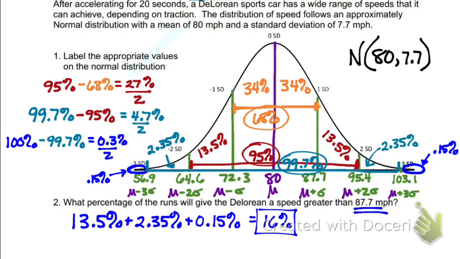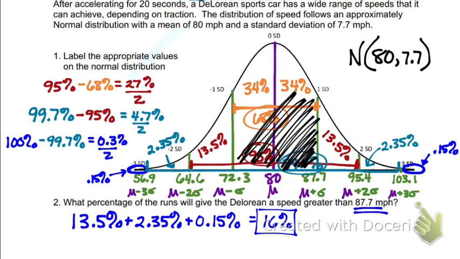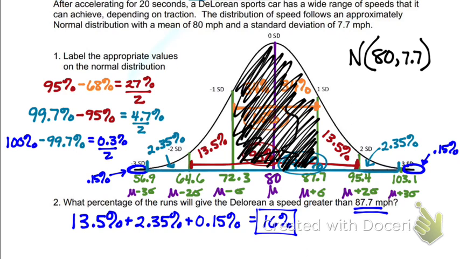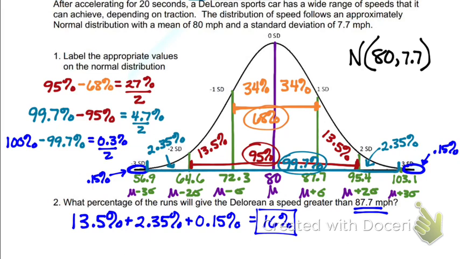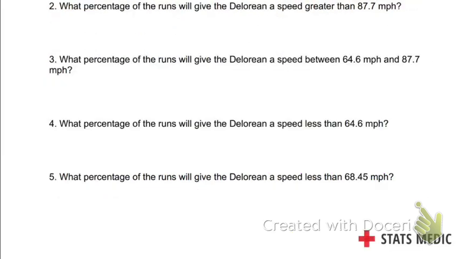What about for number 3? What percentage of the runs will give the DeLorean a speed between 64.6 and 87.7? Where am I looking? 81.5%. Tell me how you got there. I just added them all up and then added 13.5. Yep. So one standard deviation on either side, that's 68%. That takes me up to that 87.7. Here's including 64.6. So I've shaded it between 64.6 and 87.7. So I'm going to add 13.5 to 68%. Got 81.5%.